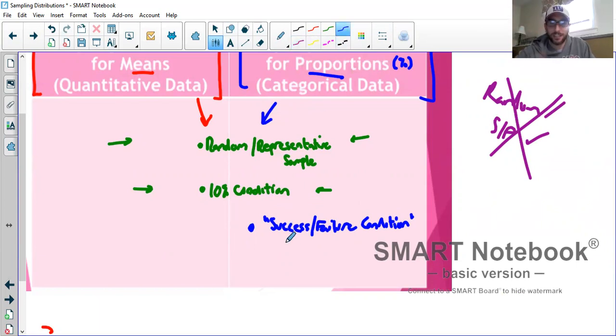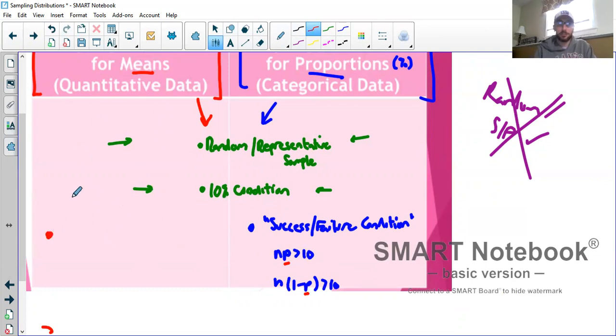It's how you check it that's important. This condition, we're going to do n times p has to be bigger than 10, and n times 1 minus p has to be bigger than 10. We'll talk more about that when we get to that slide. But if we're talking about a sampling distribution for means, we cannot check this condition because p stands for a percentage, and we don't have percentages if we're working with means.